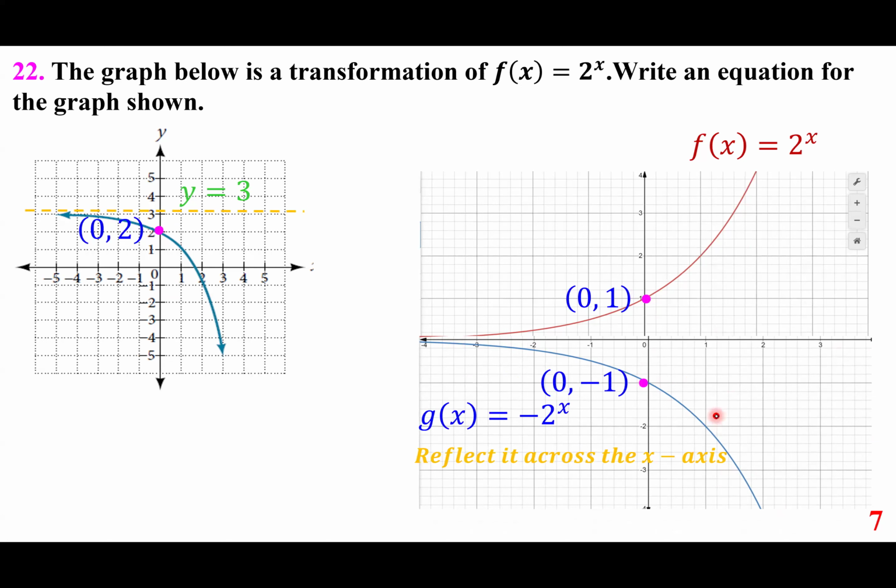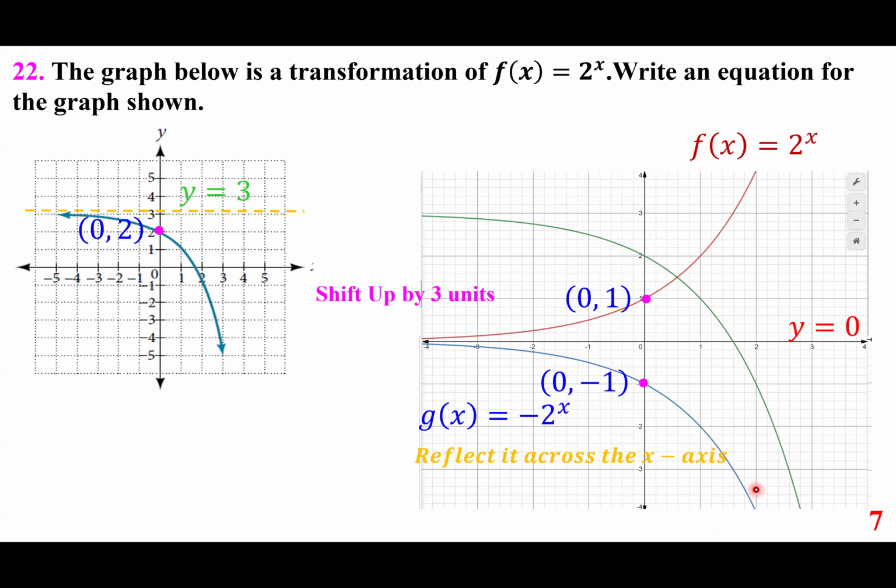They have the same horizontal asymptote y equals 0. And we notice this is y equals 3. So y equals 0 is the asymptote for both of these. But this one is y equals 3. That means this must be shifted up by how many units? By 3 units. So if we work on this and take it up by 3 units, looks like that.